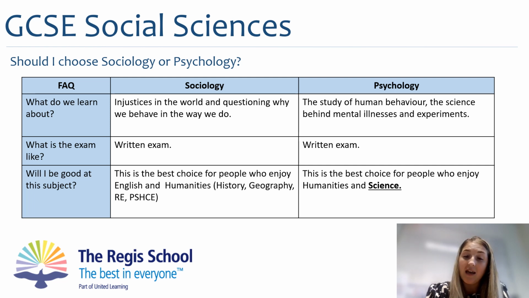For sociology, this is the best choice for people who really enjoy English and humanities. So history, geography, RE, PSHE, if you enjoy those subjects, you're likely to enjoy sociology as well. Psychology is similar, so those people who enjoy humanities would also be suited for psychology. However, psychology, as previously mentioned, does contain science and maths. So therefore, if that's a weakness of yours and you don't really enjoy science and maths, I would suggest you opt for sociology.